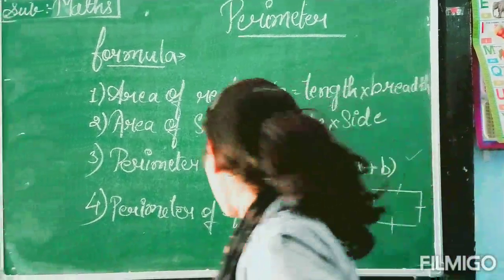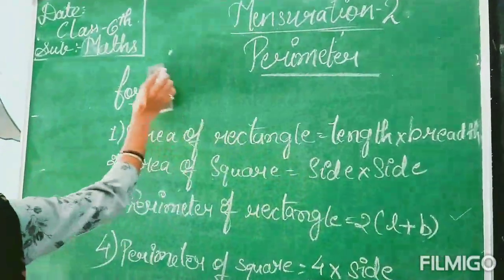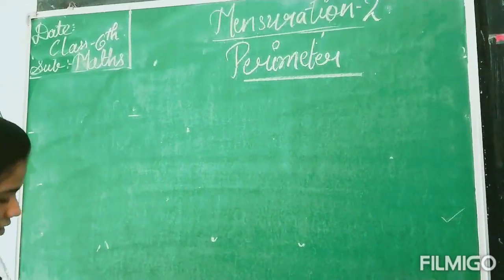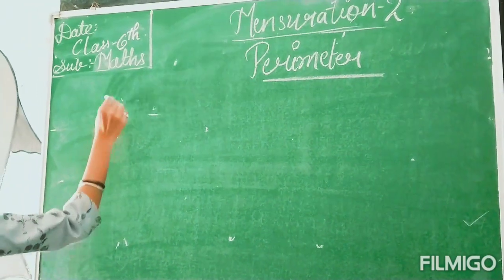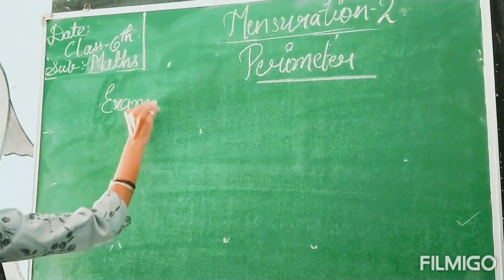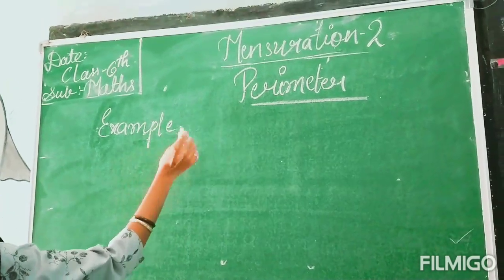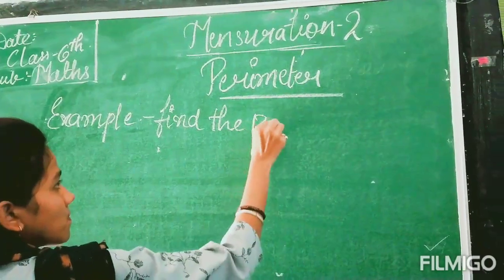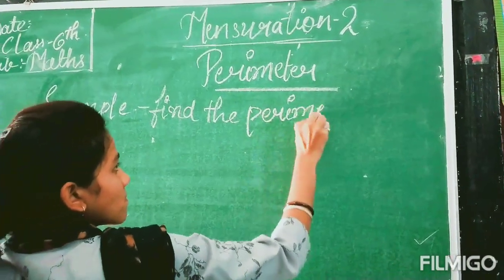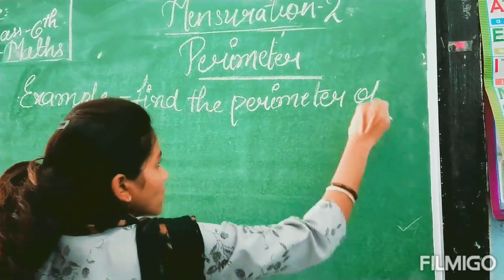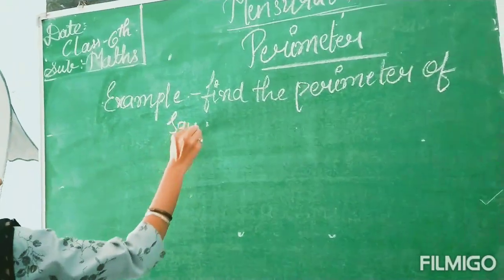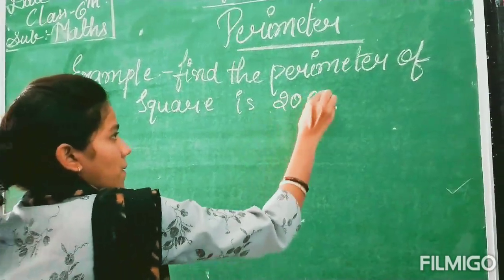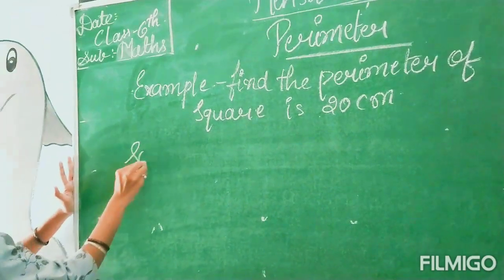Now take the example. Find the perimeter of a square whose side is 20 centimeter. Solution.